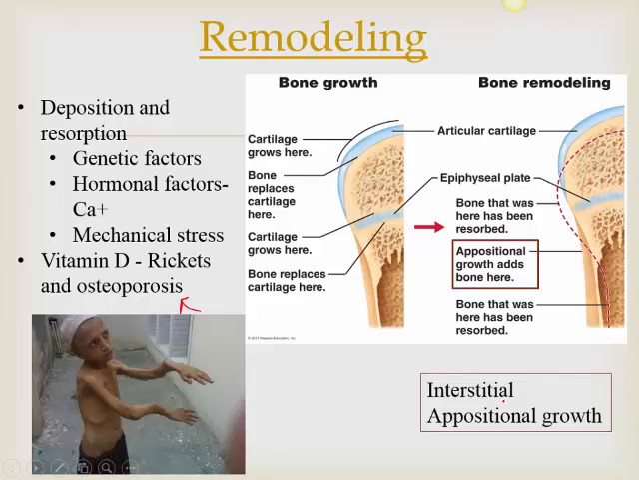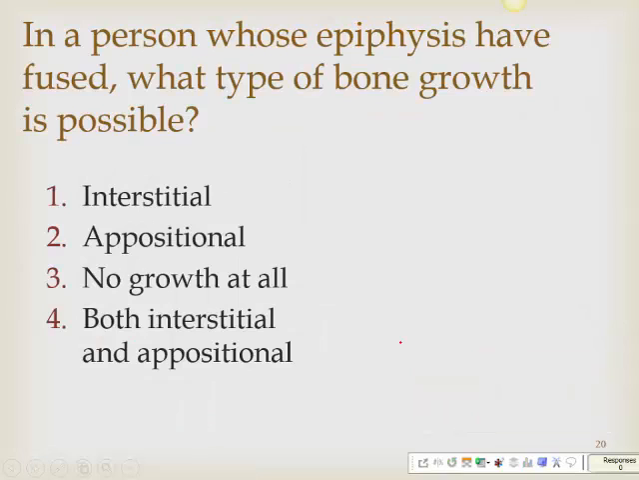We already talked of these types of growth. Interstitial growth is growth in length, and appositional growth is growth in thickness or width. Now let's say there's a person whose epiphysis has fused. What type of bone growth is possible in such a person, or is there any growth possible at all?